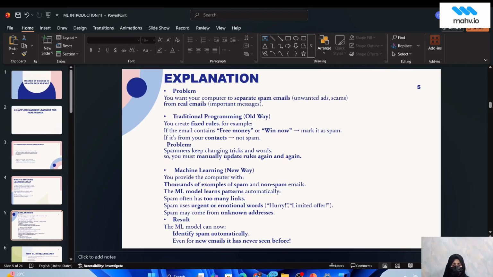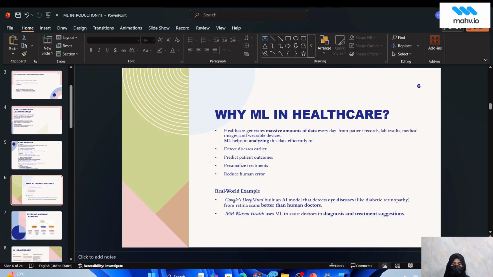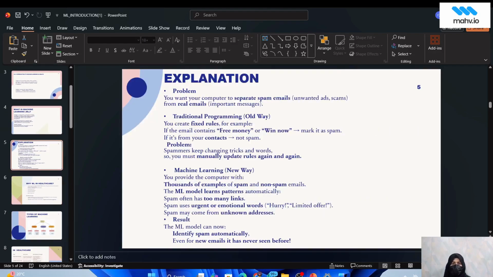And what is the result of it? You can easily identify spam and non-spam, even for new emails it has never seen before. So for unseen data, it automatically decides which is spam and which is not. Basically, you are not providing explicitly programmed rules or manually setting them. Your ML model extracts the patterns from your data and then gives you results automatically. So the manual effort is reduced in machine learning.